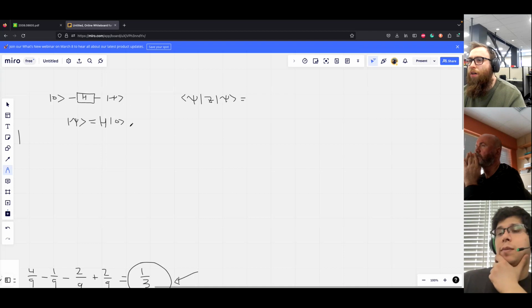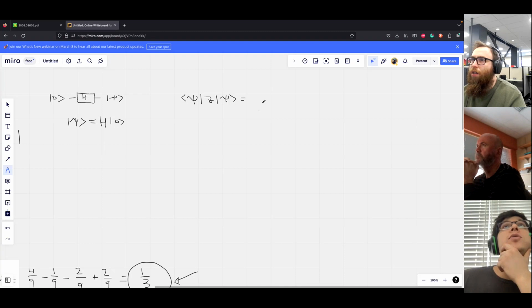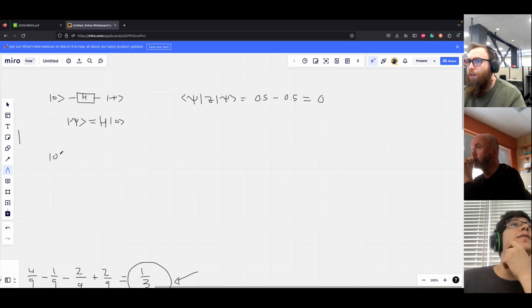Let's say I approximate the probabilities to be almost 0.5. So this will be 0.5 for the value 1, and the other one will be 0.5. This gives me exactly 0. What if I get the 0 state and then I measure it? The possible outcome here is only the 0 state.